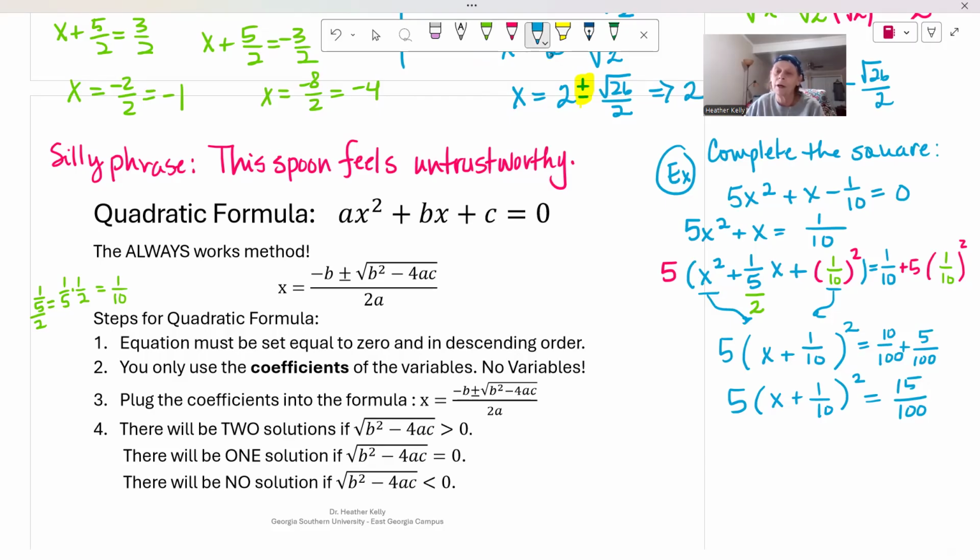So now we're going to divide by 5. Dividing that by 5, let me just do a little bit of math right here. 15/100 times 1/5. I'm going to go 5 into 15 and make that 3/100. So x plus 1/10 squared is equal to 3/100.